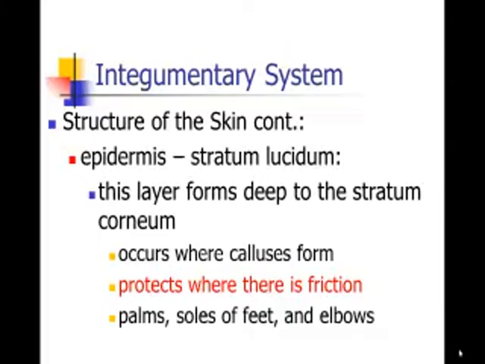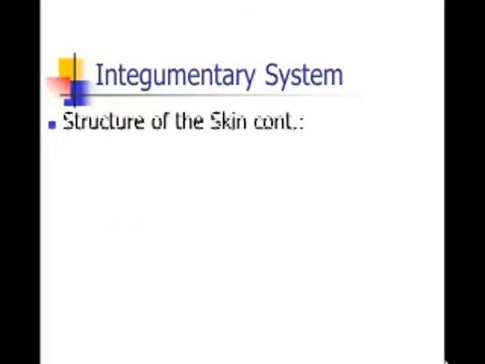The places that you tend to find these are in the palms of your hands, the soles of your feet, and at the elbows. And actually the palms of your hands and soles of your feet have a special kind of cell, glabrous epithelial cells, which are especially resistant to physical abuse. That turns out to be really important in protecting the underlying tissues.